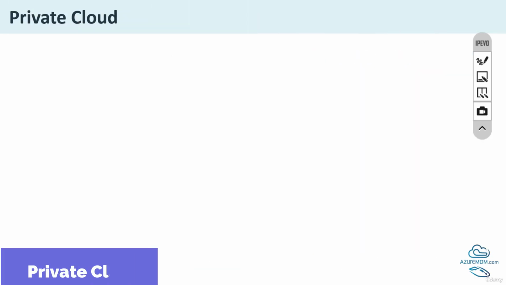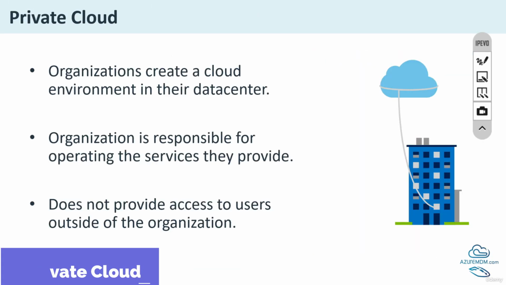Okay, let's move on to the next topic. Private cloud. Private cloud is basically used in offices and organizations to create a cloud environment in their data center, where the organization is responsible for operating the services they provide. It also doesn't provide access to users outside the organization.